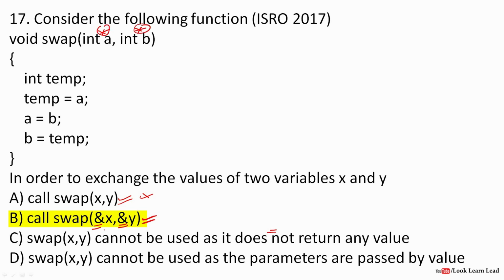If we are passing an address, then this address has to be stored in pointers only. We cannot store it in normal variables. So this is false. This cannot be true. So B is the answer. The reason is we are passing addresses over here, and addresses can be stored in pointers only. So these have to be pointers, but these are not pointers over here. So this is the answer.